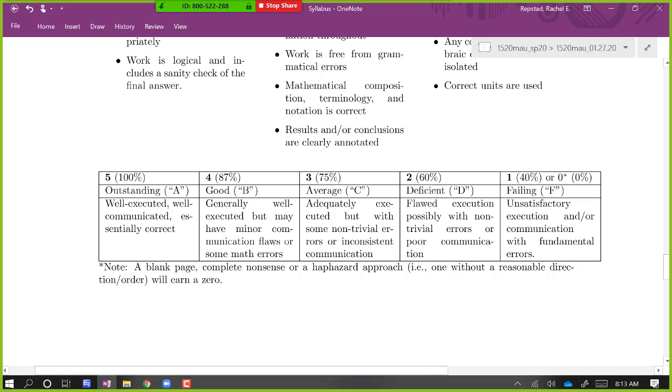It is possible to get a 0 if you leave something blank, or if you completely miss the mark on what the problem's asking you to do. You'll notice that this scale is not linear. From 100 to 87 is 13 points, and then 87 to 75 is 12 points, and then 75 to 60 is 15 points, and so on. So it's not a linear scale. I'm going to talk about that in just a moment.